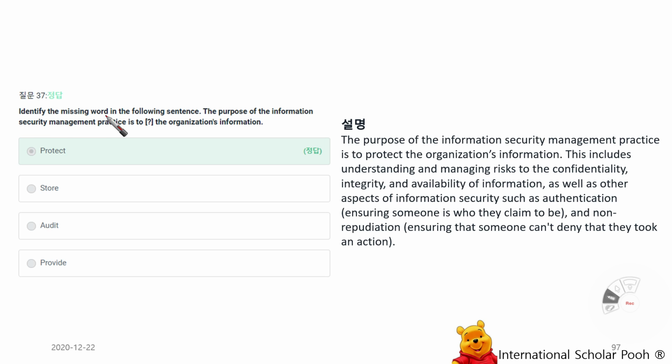Identify the missing word in the following sentence. The purpose of the information security management practice is to blank the organization's information. Protect. This includes understanding and managing risks to the confidentiality, integrity, and availability of information, as well as other aspects of information security, such as authentication, ensuring someone is who they claim to be, and non-repudiation, ensuring that someone can't deny that they took an action.